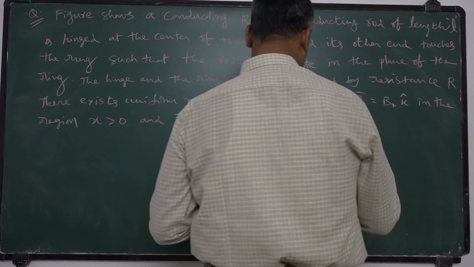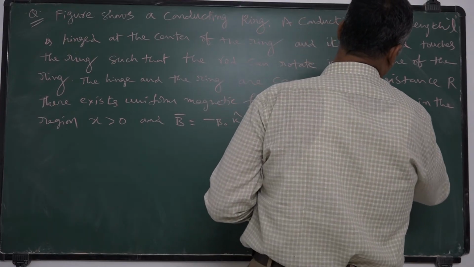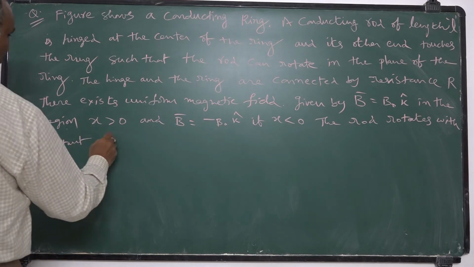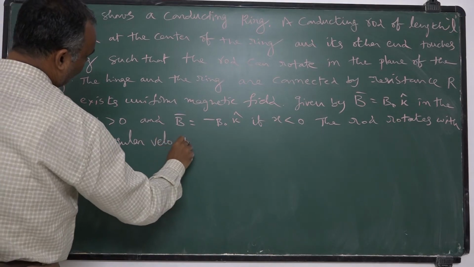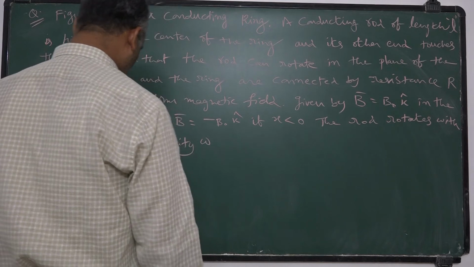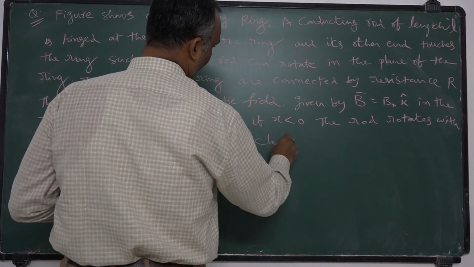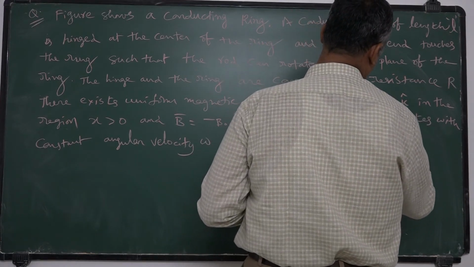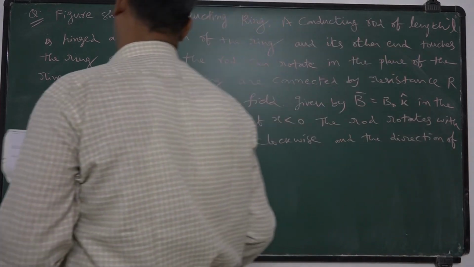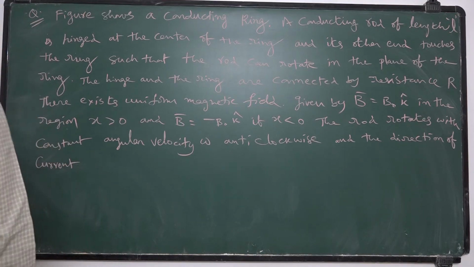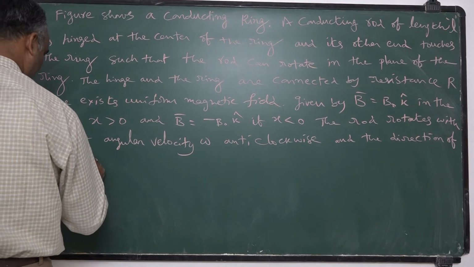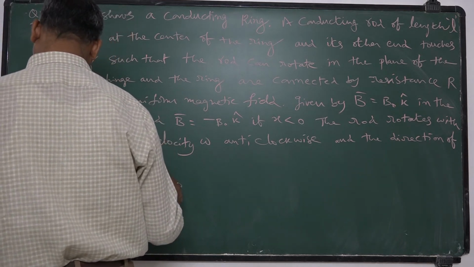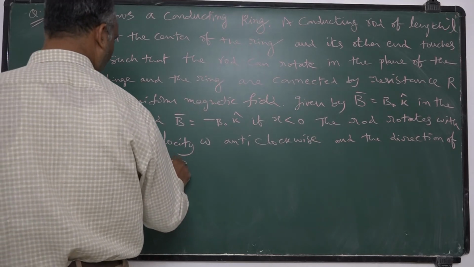The rod rotates with constant angular velocity omega anti-clockwise, and the direction of current in the resistor is shown. The resistor R is shown.